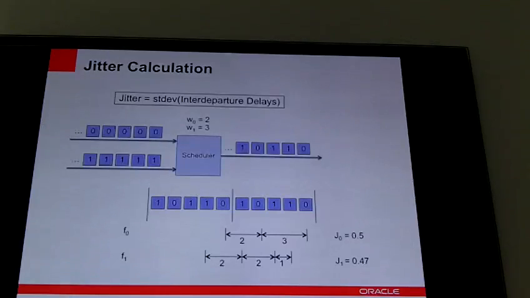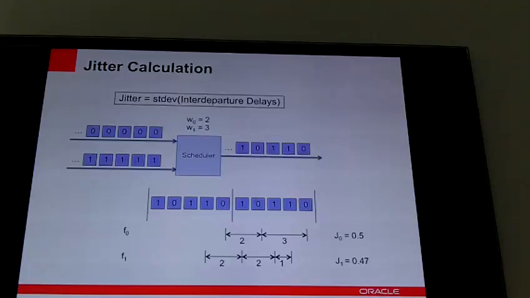Now, before I show some simulation results, let me explain how we are calculating jitter. Jitter here is calculated as the standard deviation of the interdeparture delays. I'm briefly explaining what interdeparture delays are. I'm showing again a scheduler merging 2 flows and the resulting output stream. The interdeparture delays are the distances between the packets of a flow.